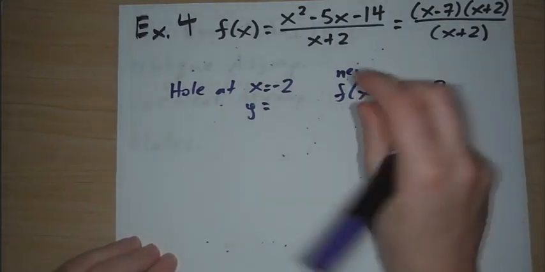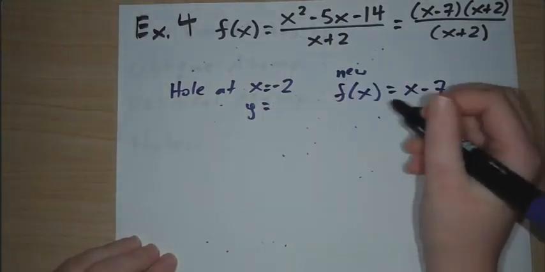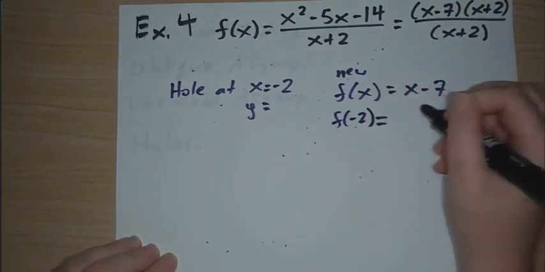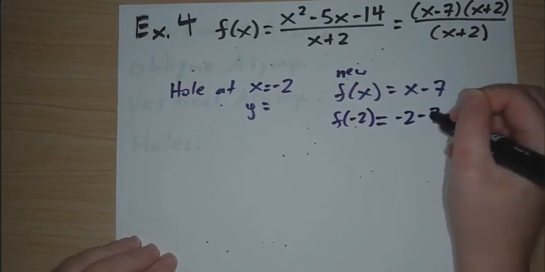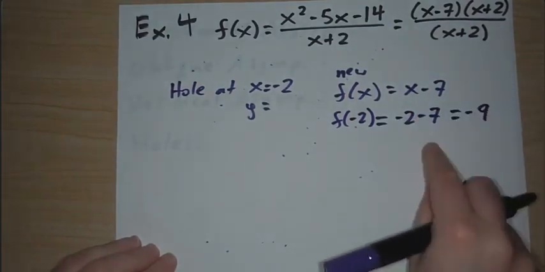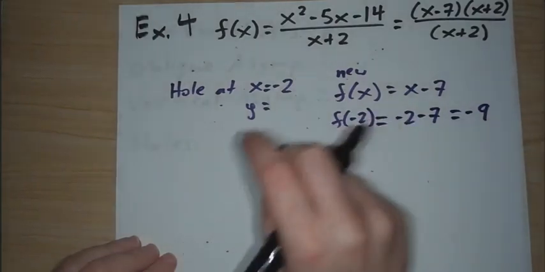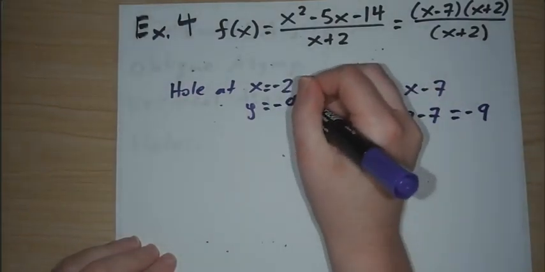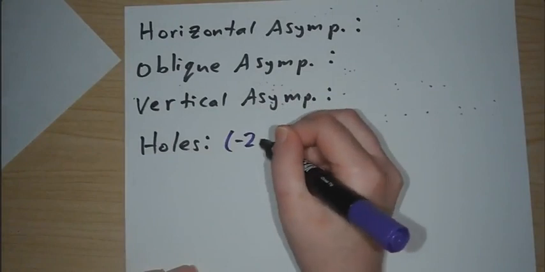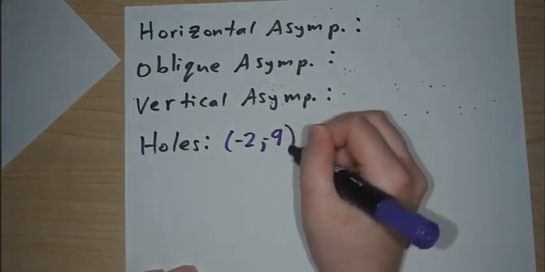So now if we plug in x equals negative 2, we have negative 2 minus 7, which is negative 9. So at x equals negative 2, we have a y value of negative 9. So our hole is at negative 2 and negative 9.